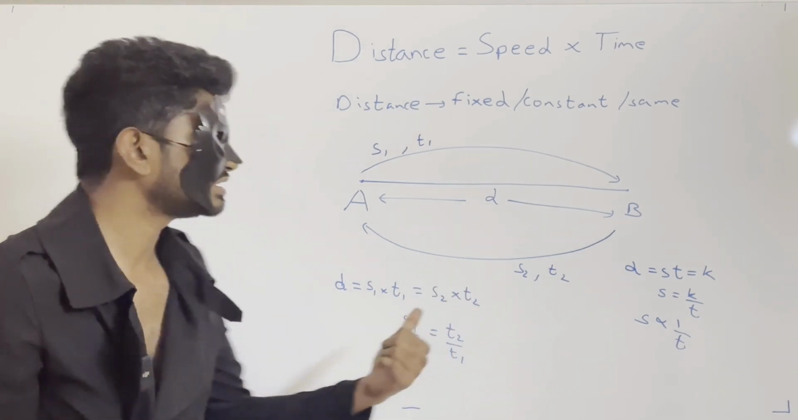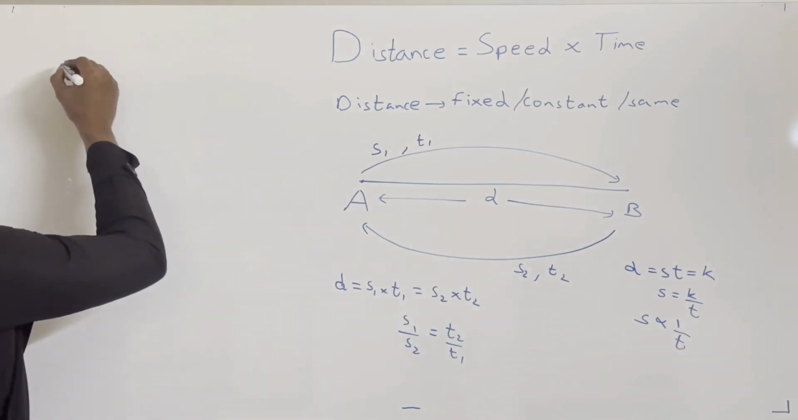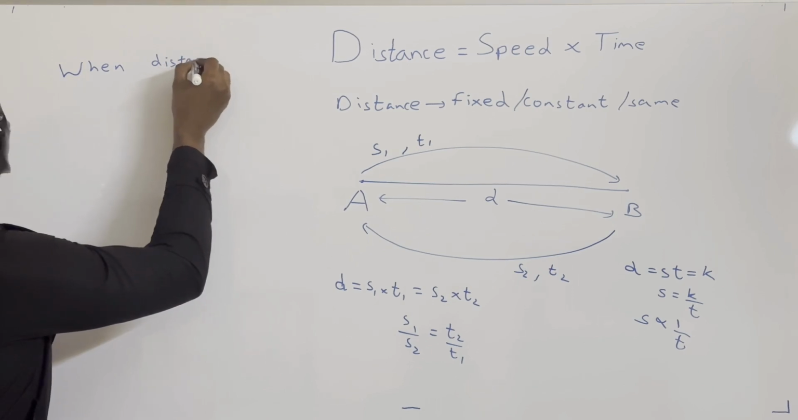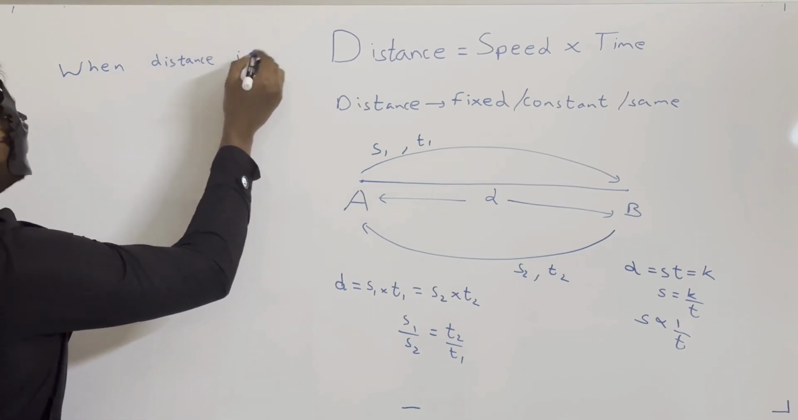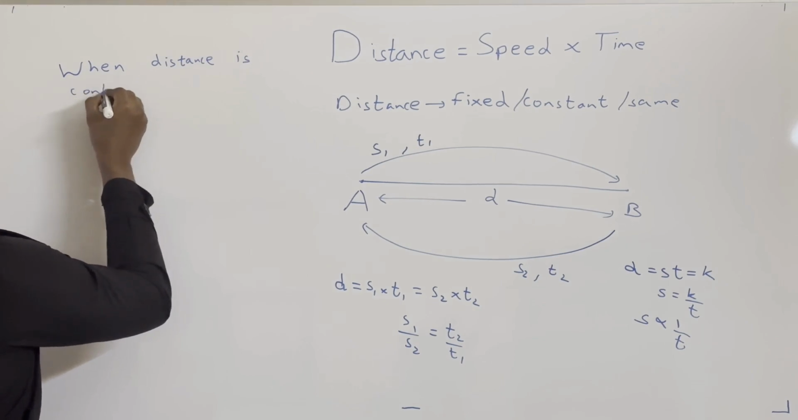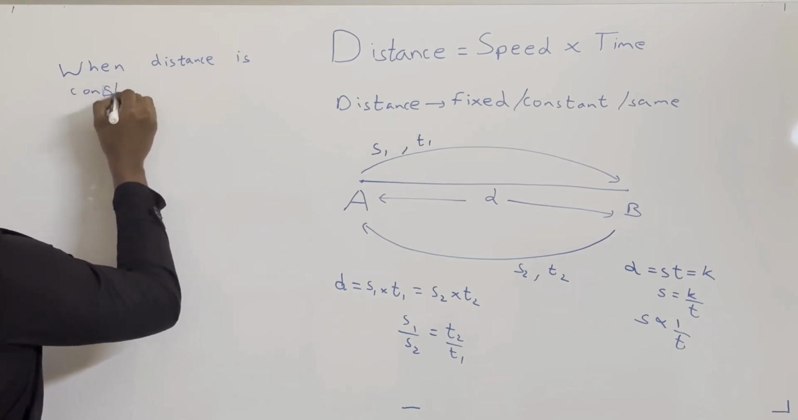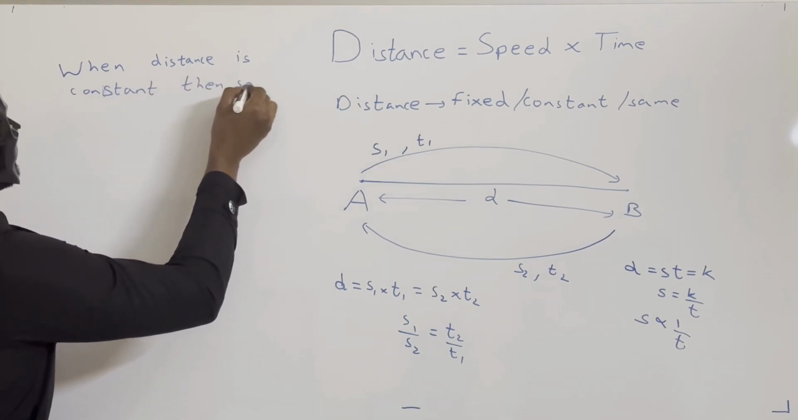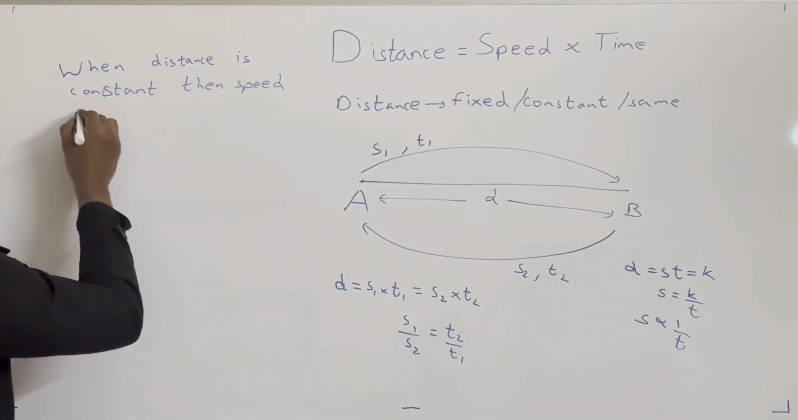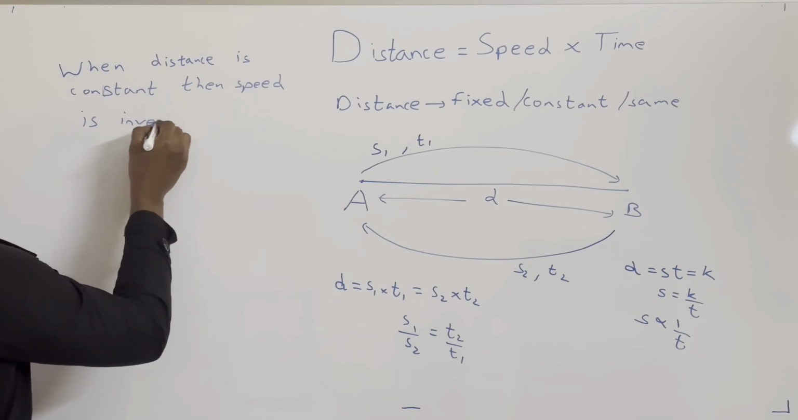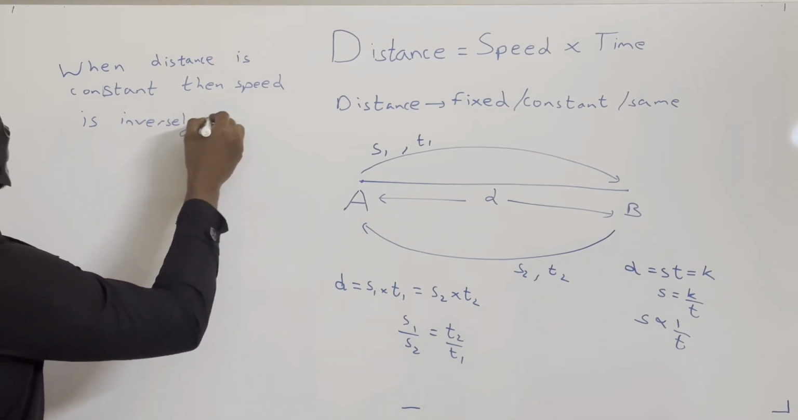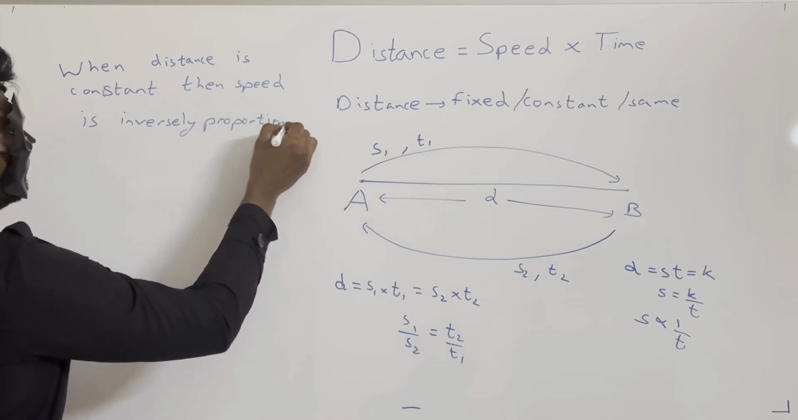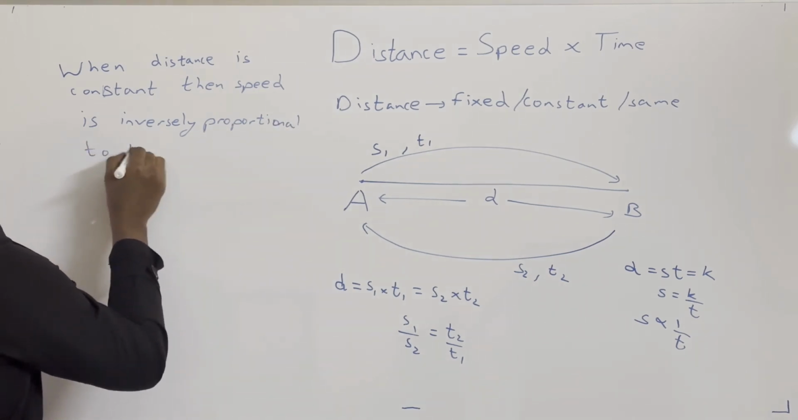So this is one concept, and I will write it down. When distance is constant, then speed is inversely proportional to time.